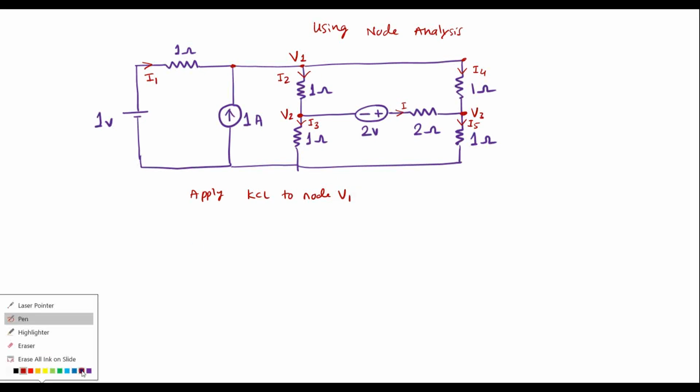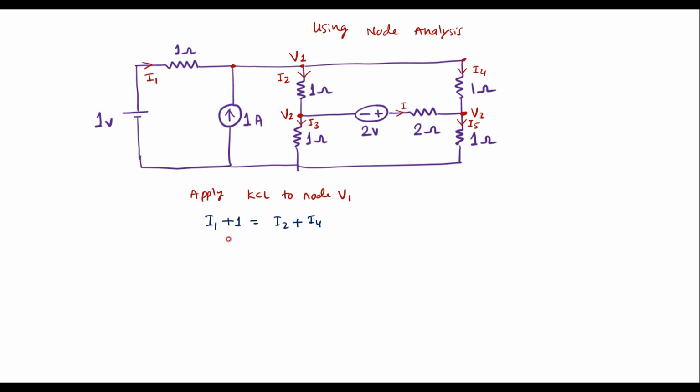So here we can see that Kirchhoff's current law means incoming current is equal to outgoing current. So in node V1, current I1 is incoming, current 1 amp is incoming, I2 is outgoing current and I4 is outgoing current. So I can write incoming current I1 plus 1 is equal to outgoing current, that is I2 plus I4, or I can write I1 is nothing but 1 minus V1 divided by 1.